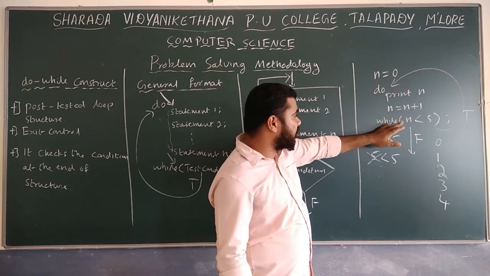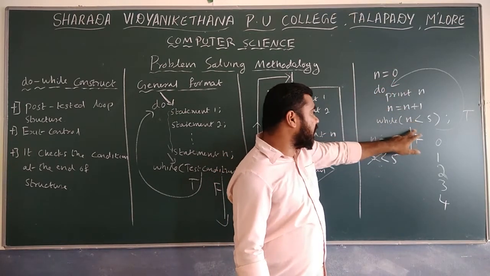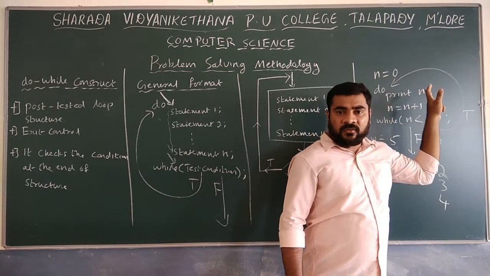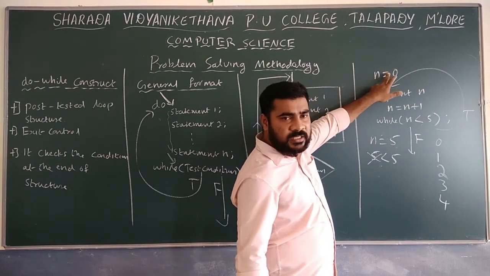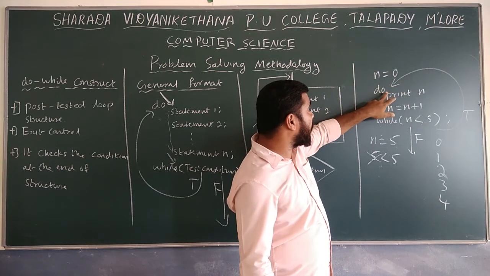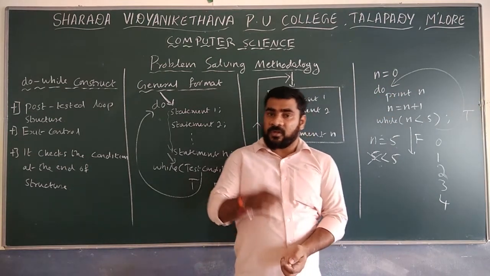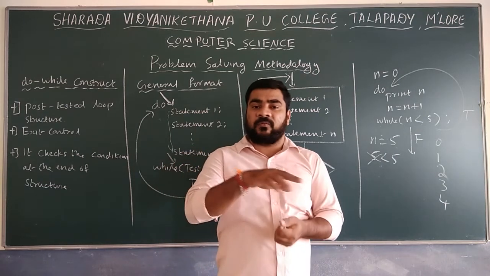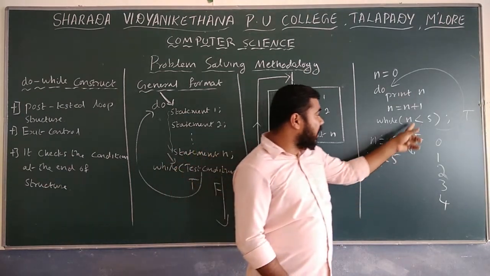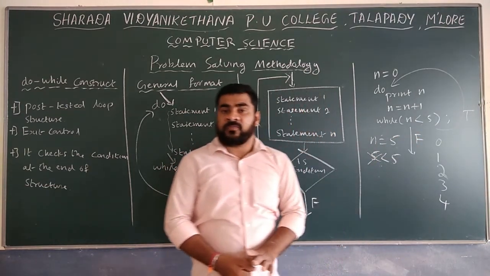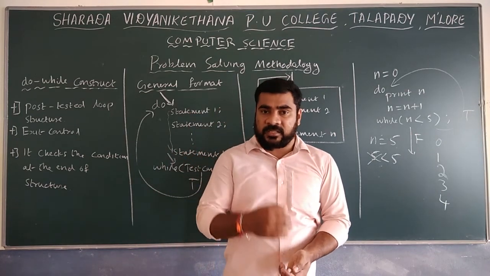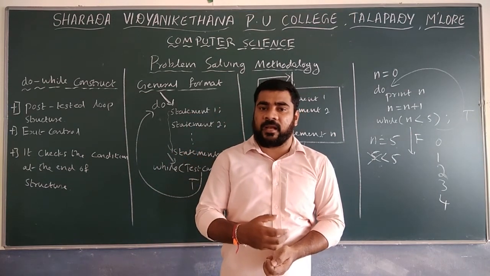Then the statement is executed and the condition is checked. If the condition is true, control goes back to where we wrote the loop. It is not going to execute n is 0 again; it repeats from where you wrote the loop. This step is repeated until the test condition becomes false. The statements repeat again and again.